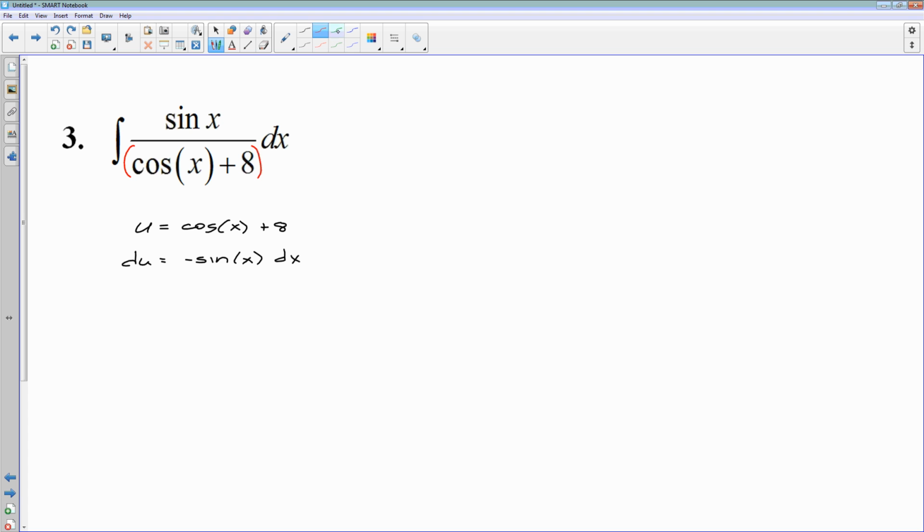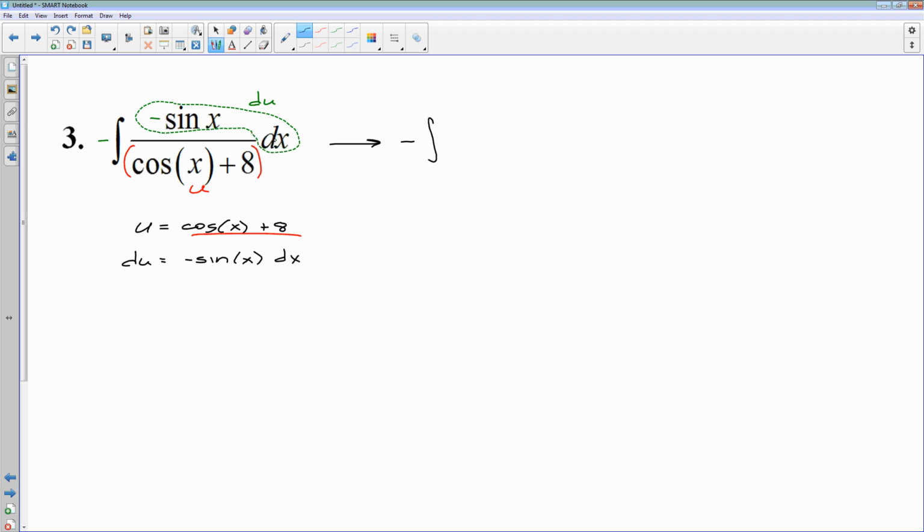So I can fix that by throwing a negative in my problem. But if I put a negative here, I have to offset it, so I'm going to put a negative outside. And this right here becomes my du. So I now see my du, which means I'm ready to move on with my substitution. Cosine x plus 8 in the denominator, that's my u. And so this problem will turn into, when I substitute, the negative on the outside comes along for the ride.